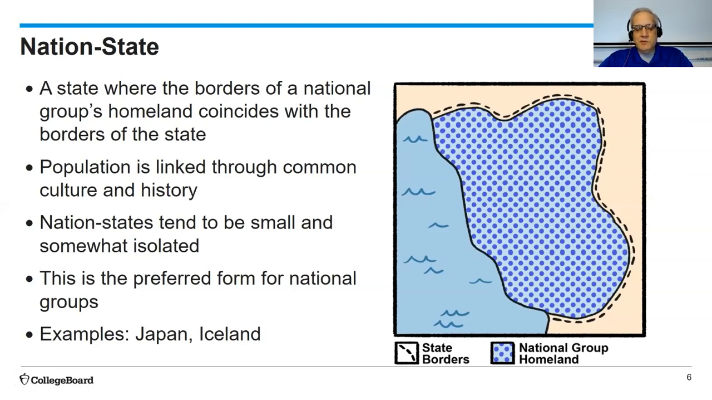Really good examples would include Japan and Iceland, where in Iceland, for example, nearly everybody has the same heritage, the same language, the same culture. And because they're on an island, they are isolated from everyone else and they're able to govern themselves.